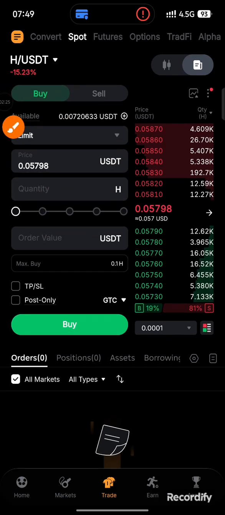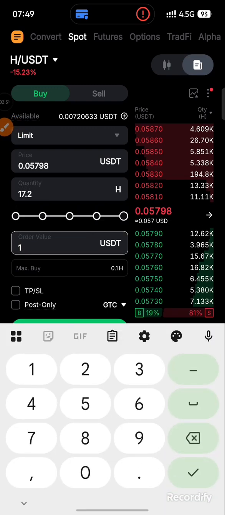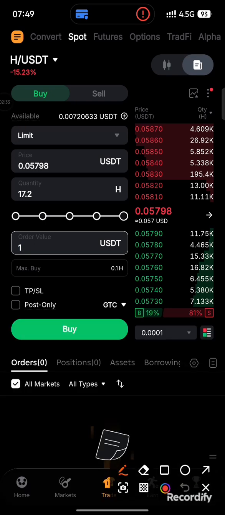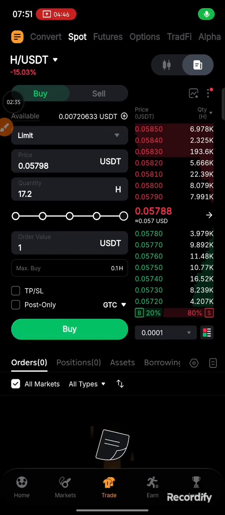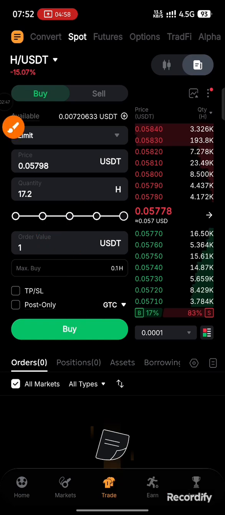So what you just need to do is to come to this place, since here you need the amount that you use. Okay, 1 USD. I'm going to use 1 USD. So you input your 1 USD here. After you input your 1 USD, you proceed to what? To buy, after you have set your take profit and also your stop loss.